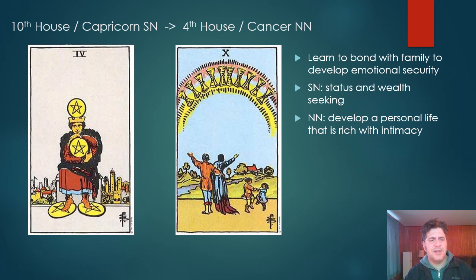So in this case, we have the 10th house or Capricorn south node that transitions into the 4th house or Cancer north node. They are learning to bond with family and to develop emotional security. So in this case, they perhaps are seeking status and wealth in their south node, but what they're learning to do is to develop a personal life that is rich with intimacy, having closeness, which I associate with Cancer, of wanting that kind of emotional security rather than a conquest type of mindset.